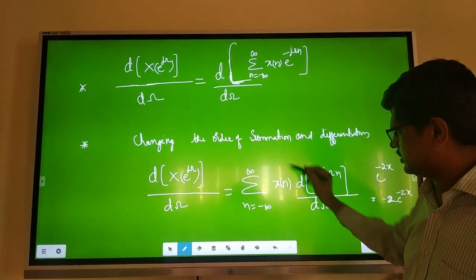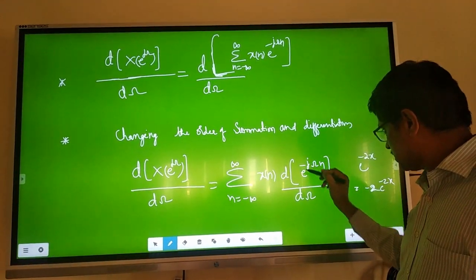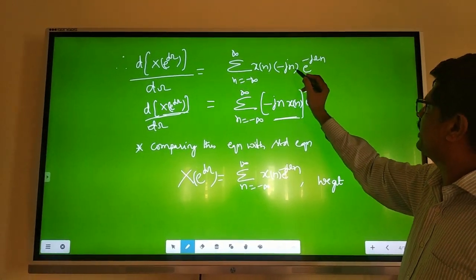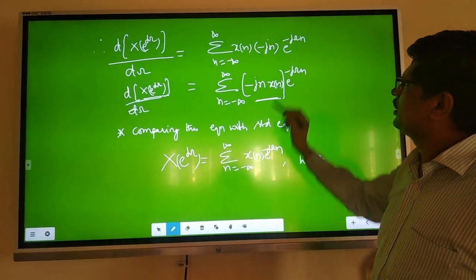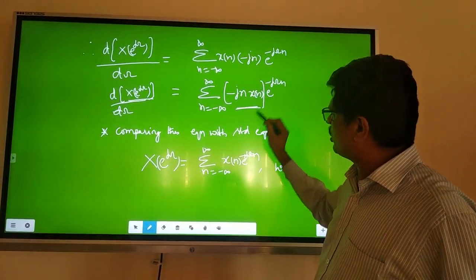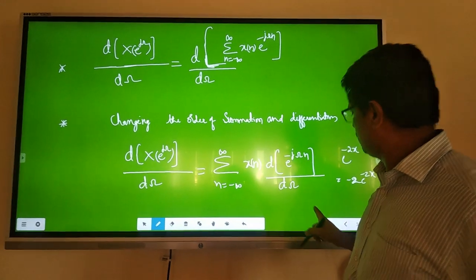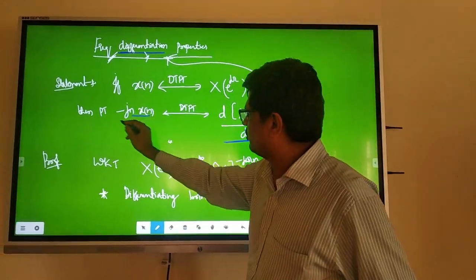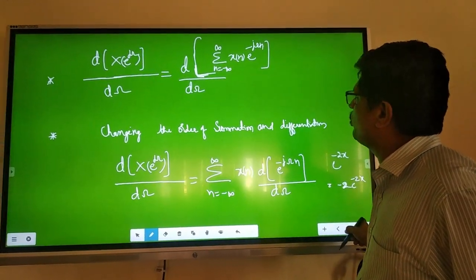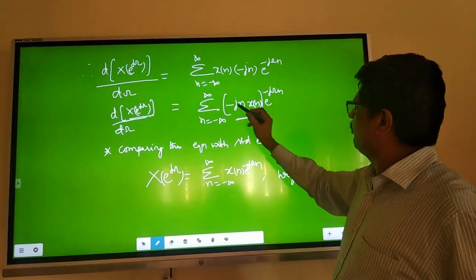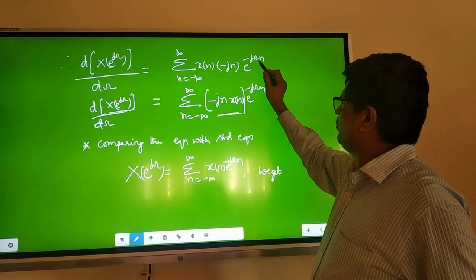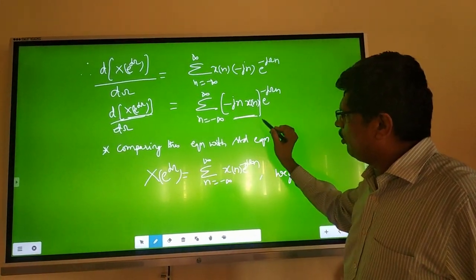See this, retain this as it is. The derivative of this is minus j n into e power minus j omega n. Now group this minus j n into x of n as one group. Why? Because now see what you want to prove. This is what you actually want: prove that this is equal to this. That's why I am grouping that as one term, minus j n x of n, your LHS, into e power minus j omega n. The rest you will retain.